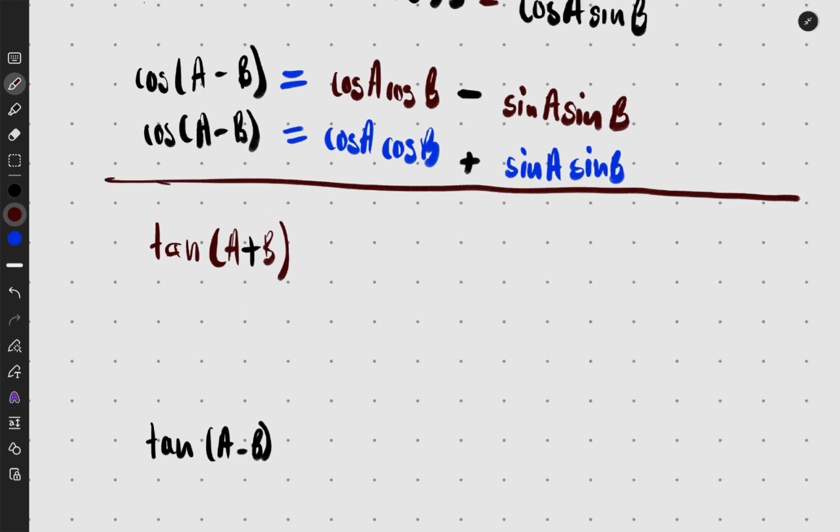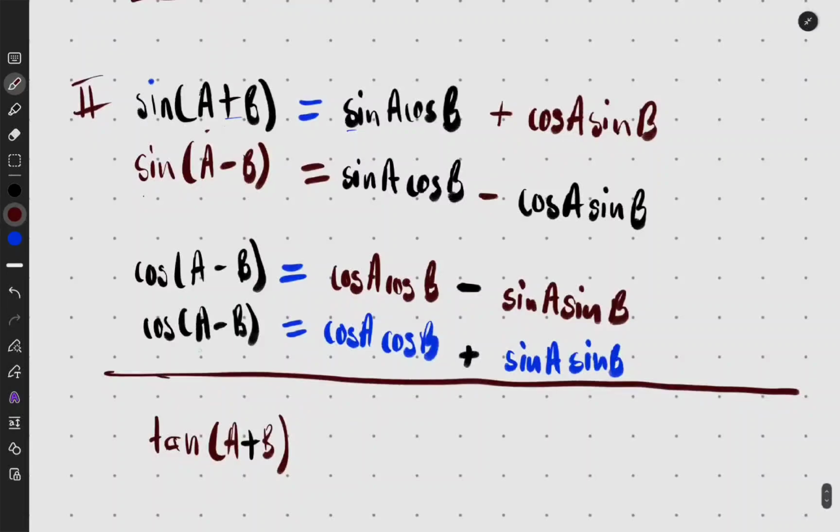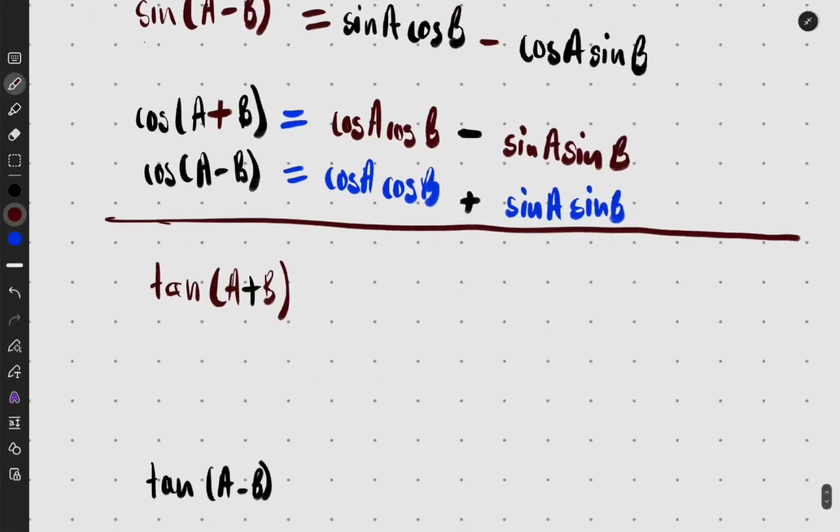For cos, we saw that cos goes first, then sine second, and you change the sign. If this is a plus, in here it will be a minus. If this is a minus, in there it will be a plus. You understand? That's how it happens.